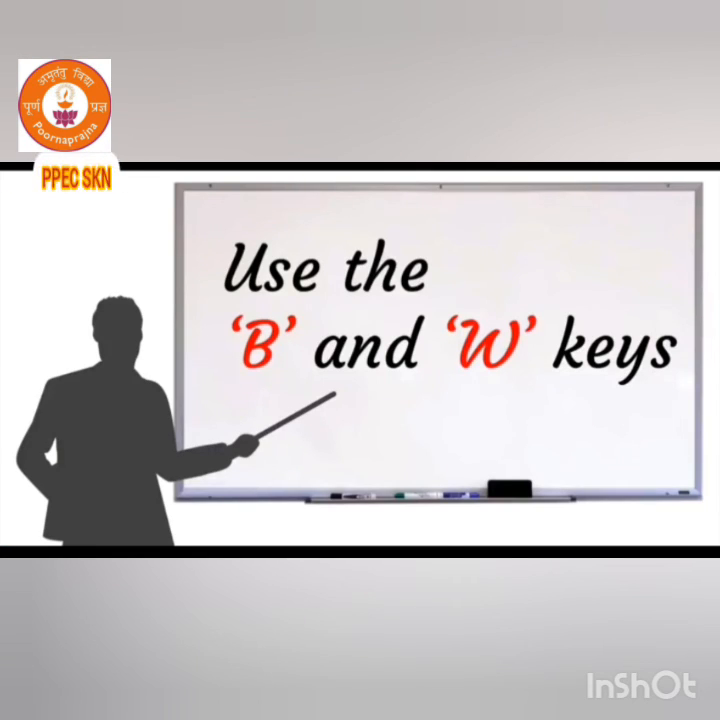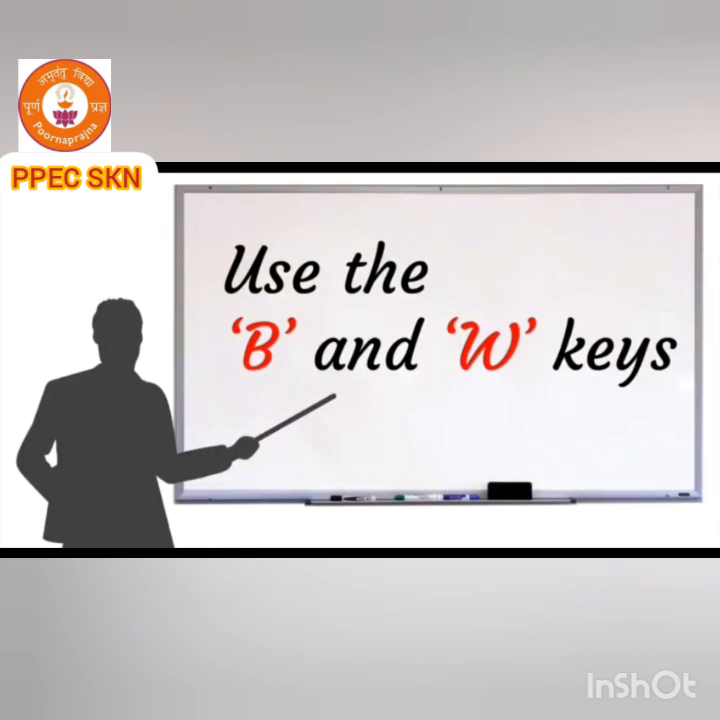Next is use the B and W keys. Hit the B key on your keyboard. Immediately the screen goes black, and hit the enter key, it will come back to your presentation. And again click the W key from the keyboard. Your presentation screen will change to a whiteboard, and again hit the escape key to come back to your presentation.